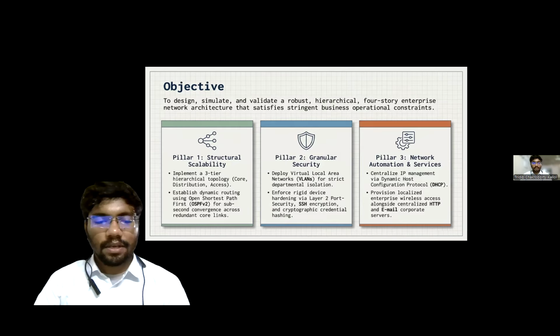We utilize VLANs to logically segment traffic paired with layer 2 security measures like port security, SSH remote access, and credential hashing. Third, network automation and services. To minimize human administrative error, we centralized IP address management via Dynamic Host Configuration Protocol, deployed secure localized corporate wireless network, and integrated enterprise web, HTTP, and mail services.